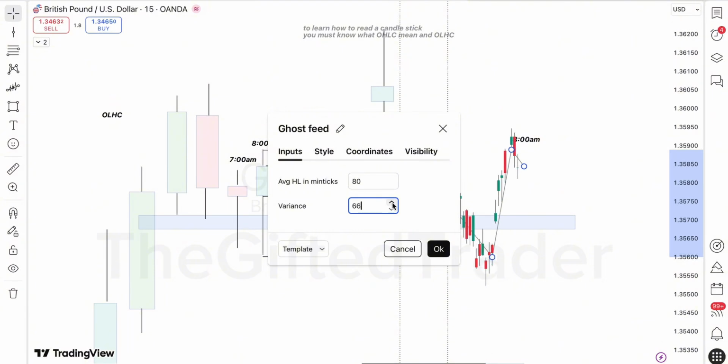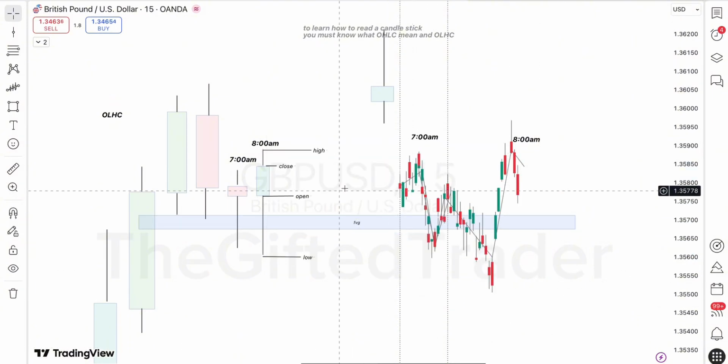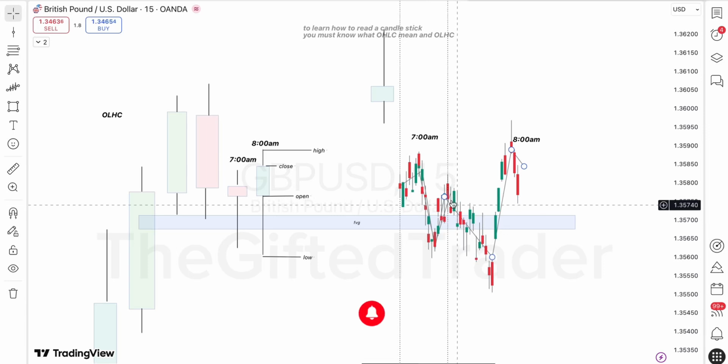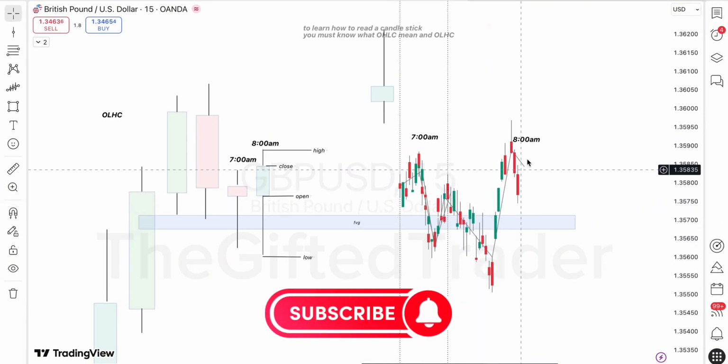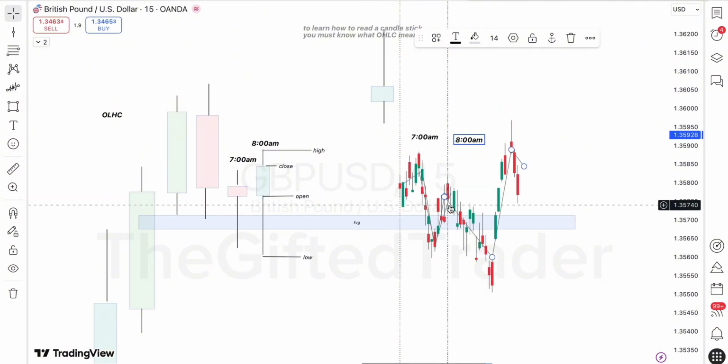Now let's go for what suited best. Okay, this one looks good. So opening of this candlestick, you can see the opening over here. This is where it's open.